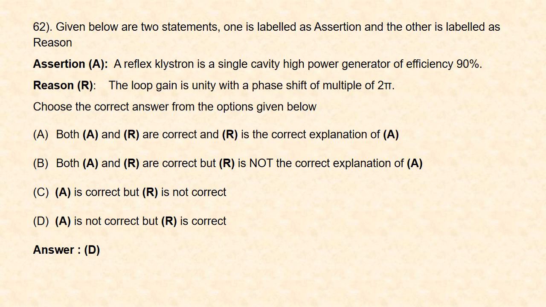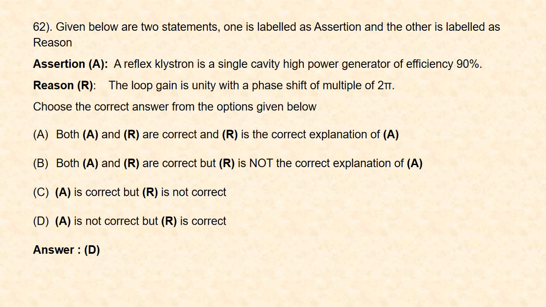Next question. Given below are two statements. One is labeled as assertion and the other is labeled as reason. Assertion: A reflex klystron is a single cavity high power generator of efficiency 90%. Reason: The loop gain is unity with a phase shift of multiple of 2 pi.